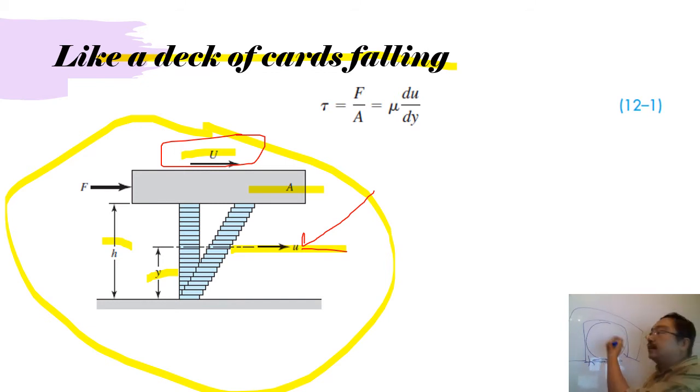The capital U is the velocity of the journal when it rotates, and small u here is the velocity of the oil or grease traveling inside the bearing. Try to understand that.